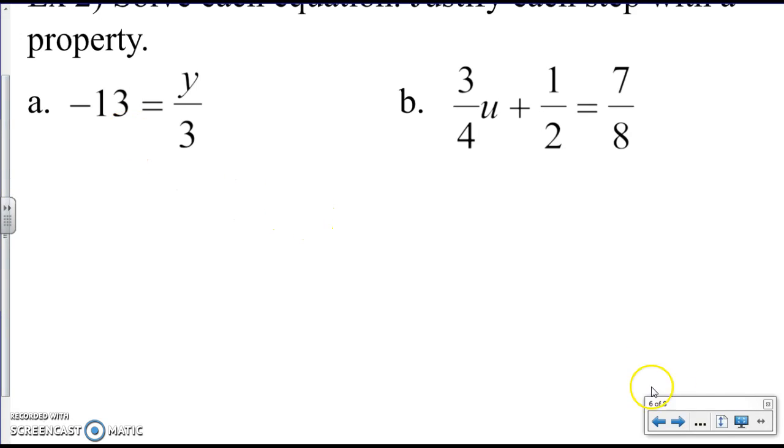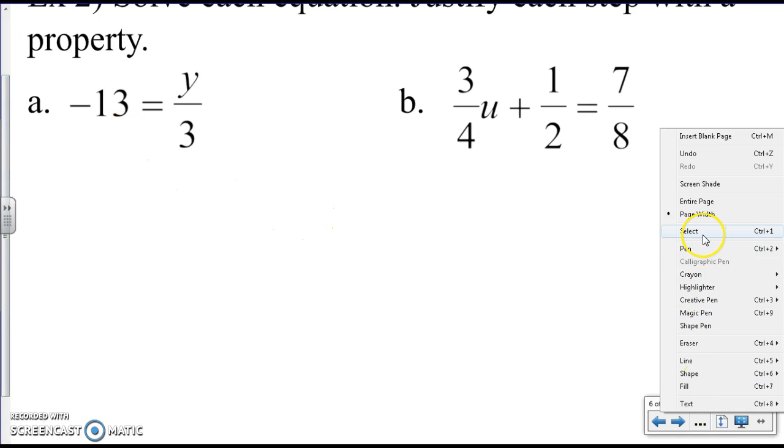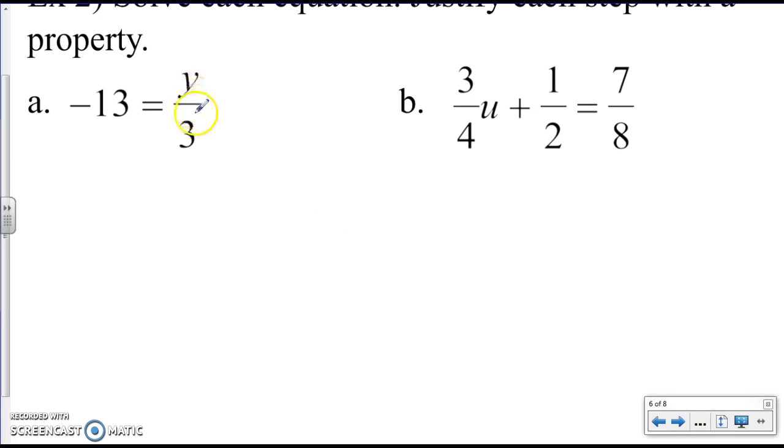Okay, so the first one you'll notice here is just a one-step equation. We have negative 13 equals y divided by 3. Now, to cancel division, remember, we are going to multiply by that number on both sides. So if I multiply by 13 on both sides, I get negative 39 equals y.